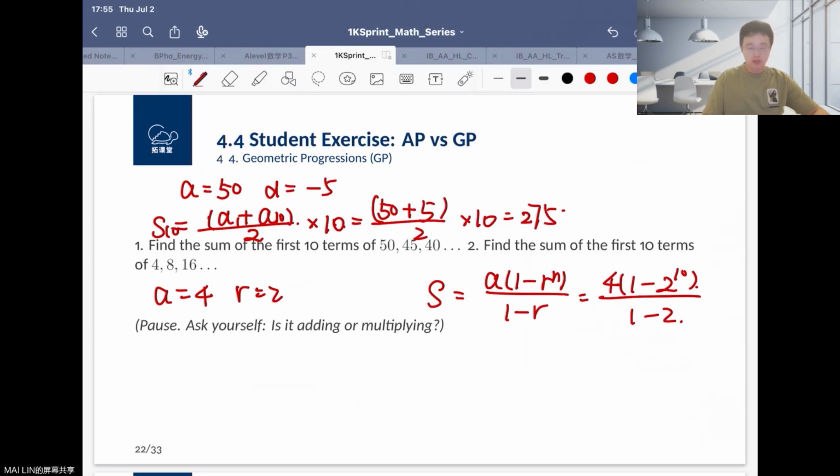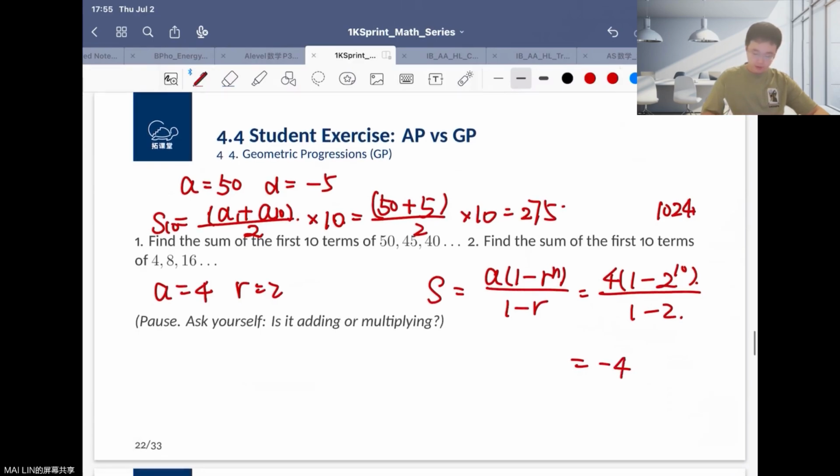So 2 to the power of 10 is 1,024. Sorry, let me try to calculate it. So it's minus 4 plus 4 times 1,024. You can calculate 4,096 minus 4, so the final answer is 4,092.